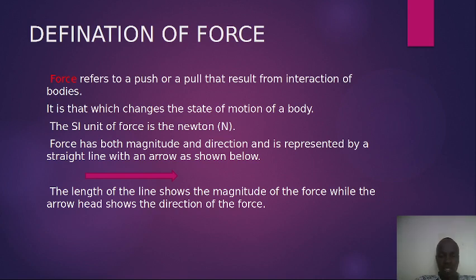The length of the line shows the magnitude of the force, while the arrow end shows the direction of the force. What do you understand by this statement? The thing to understand is the length, meaning length is directly proportional to the magnitude. The longer the arrow is, the higher the magnitude. Let's say one arrow was 10 cm and the other arrow is 20 cm. The arrow with 20 cm has more magnitude as compared to the arrow with 10 cm.